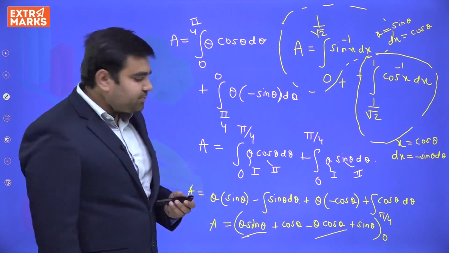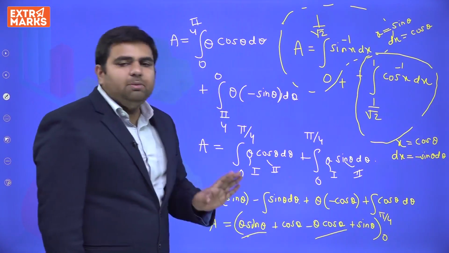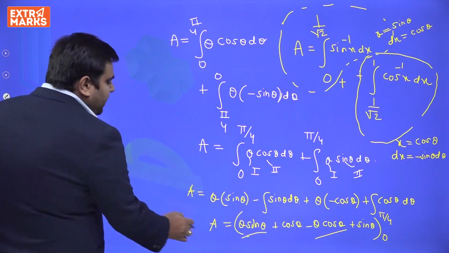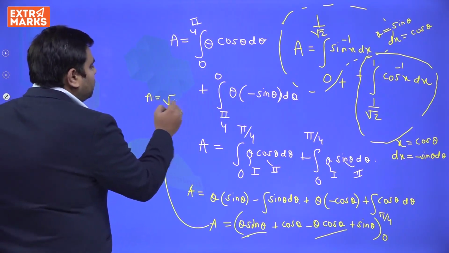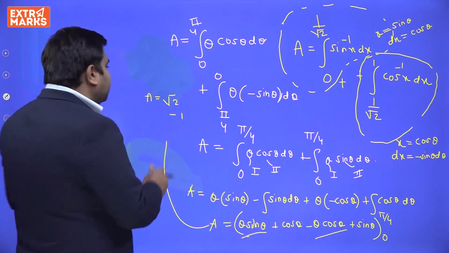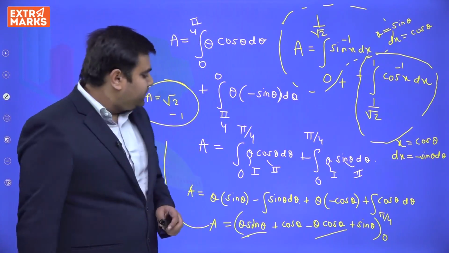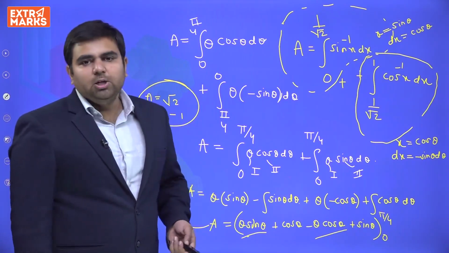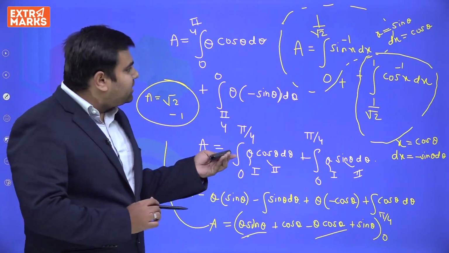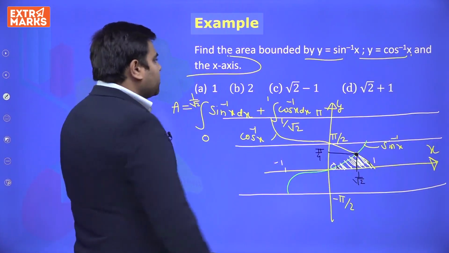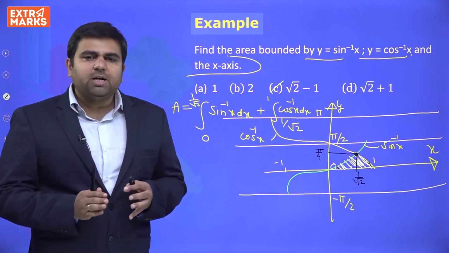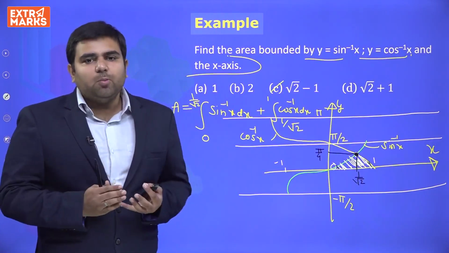substituting the limits. Now the final expression is sin plus cos. Sine plus cos at pi by 4 is root 2, minus at 0, cos will be 1 and sine will be 0. So the final answer comes out to be root 2 minus 1. This is a really important problem for understanding the concepts of area in a much better way. So option C is the correct option.